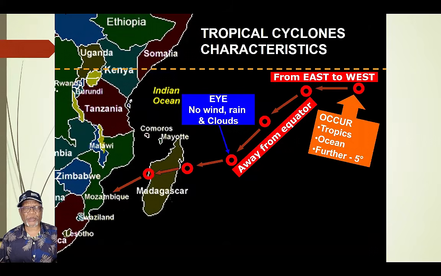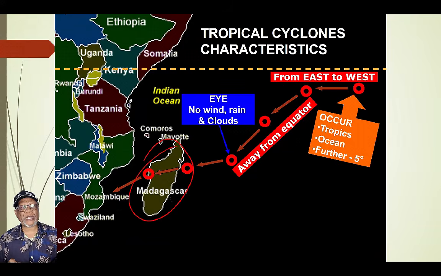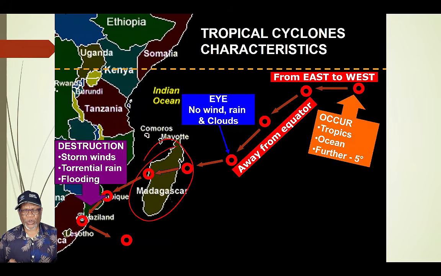So this is the movement of tropical cyclone. It moves from west to east. And then when tropical cyclones move over the land, they dissipate over the land. Why do tropical cyclones dissipate over the land? Because there is friction over the land.